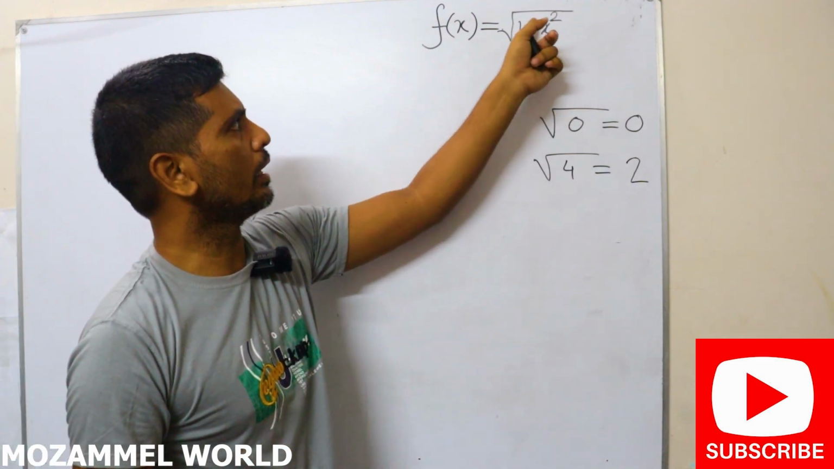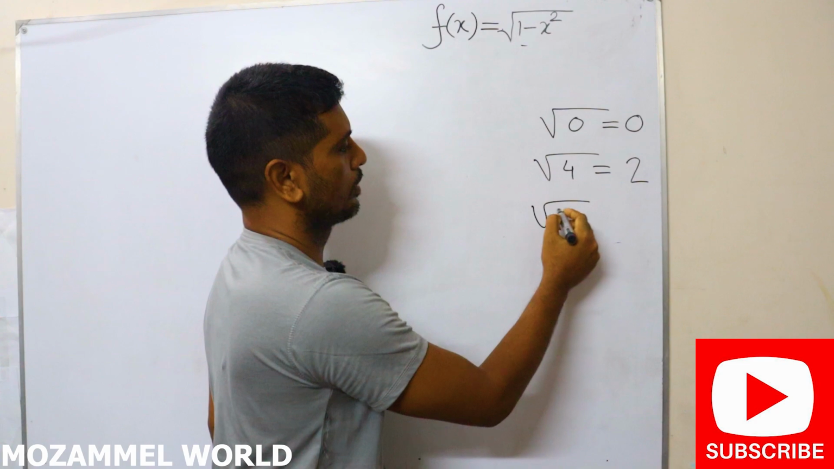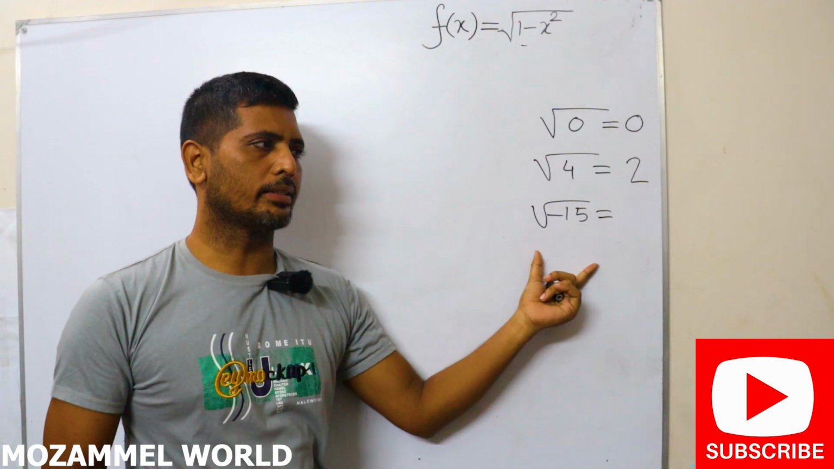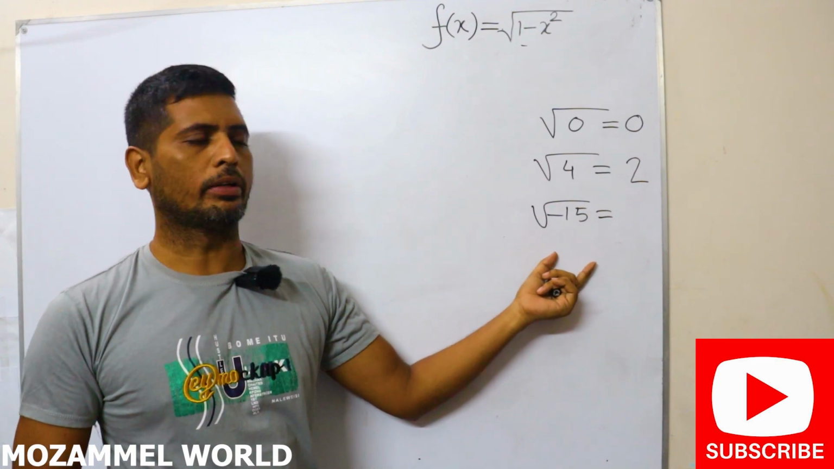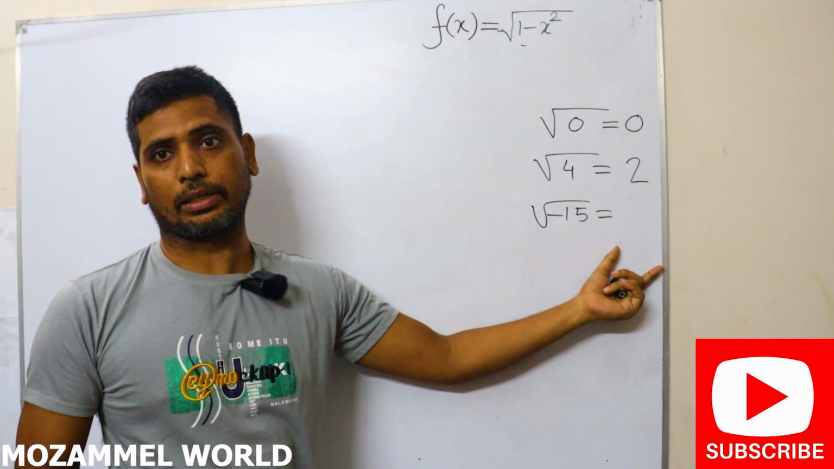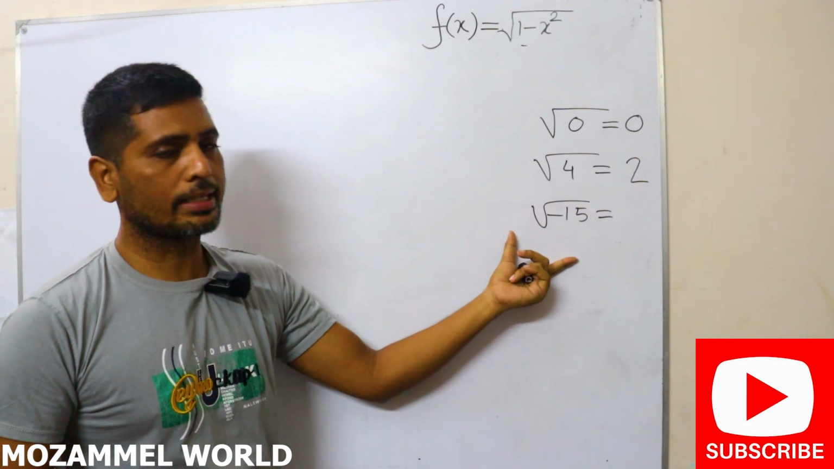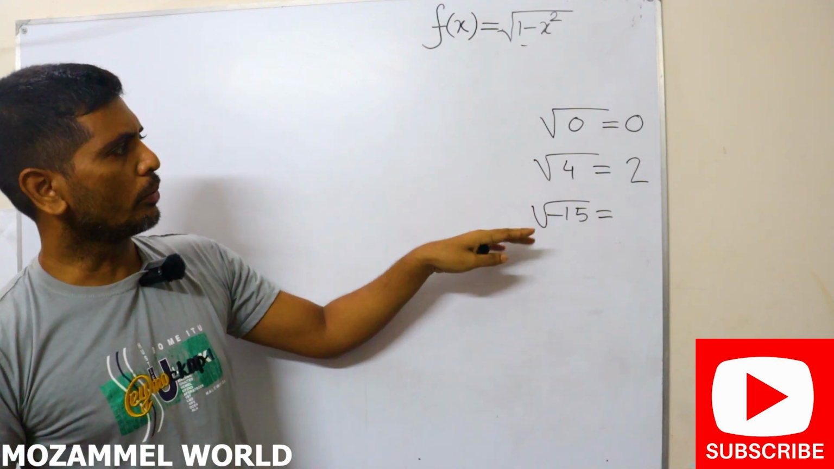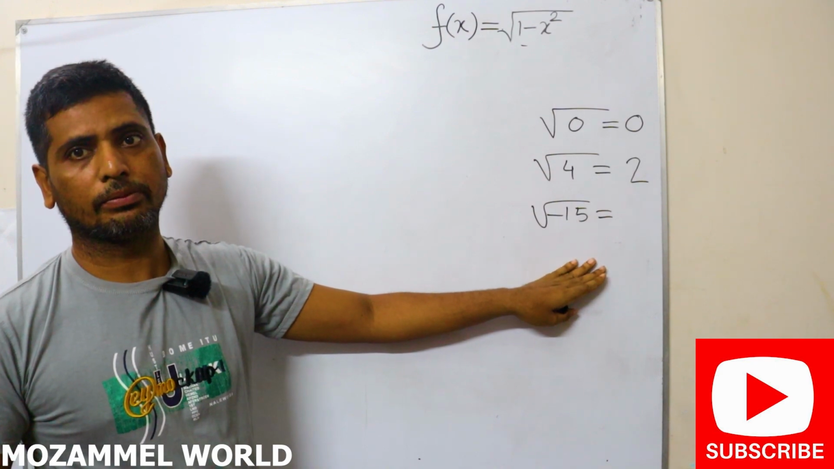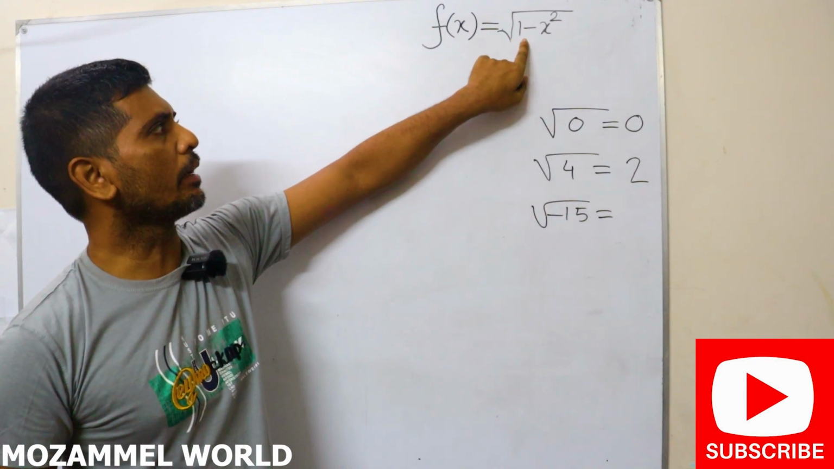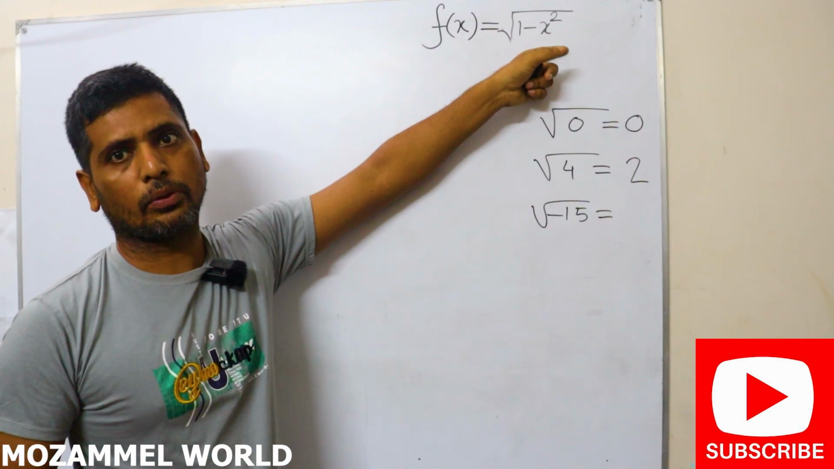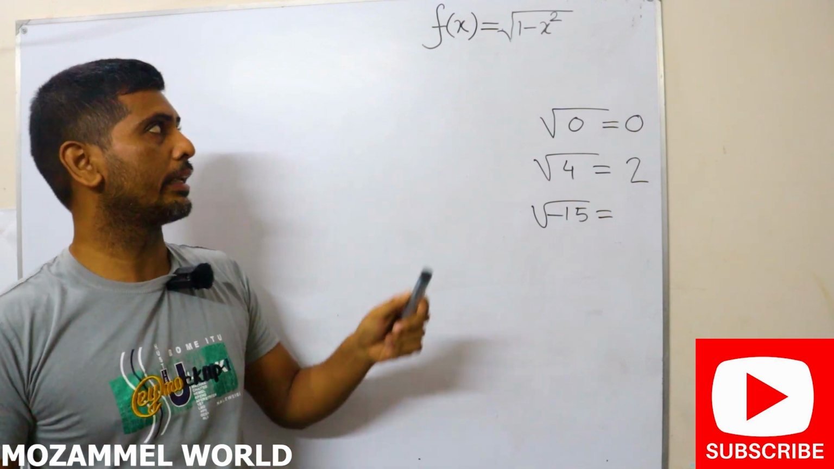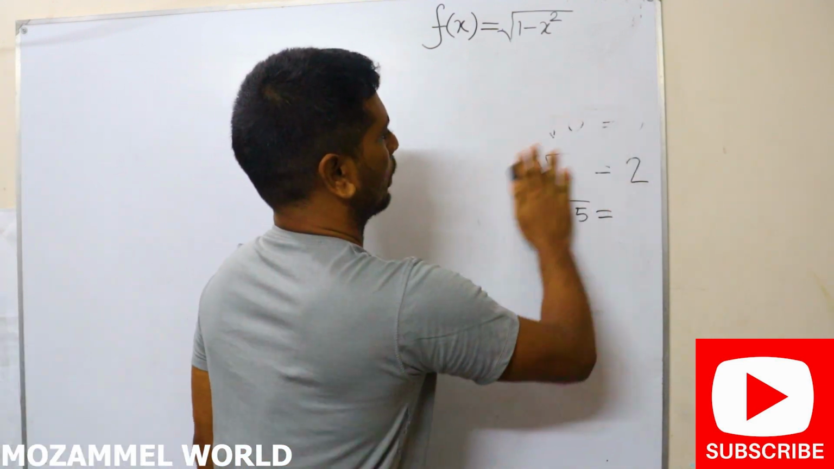But if this number is negative, suppose root over minus 15, actually root over minus 15 doesn't indicate a real value. It indicates an imaginary value. So an imaginary value is not a real value, so it is not accepted here. So we understand from these three examples, only when the part inside the square root is greater than or equal to 0 will we get the real value of f of x.